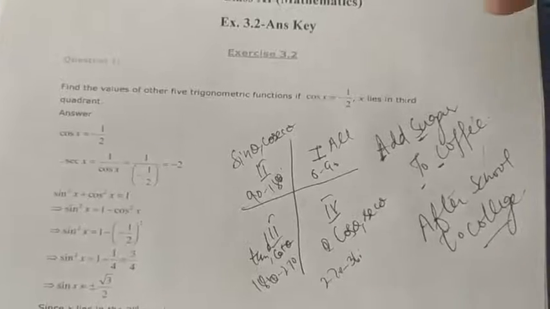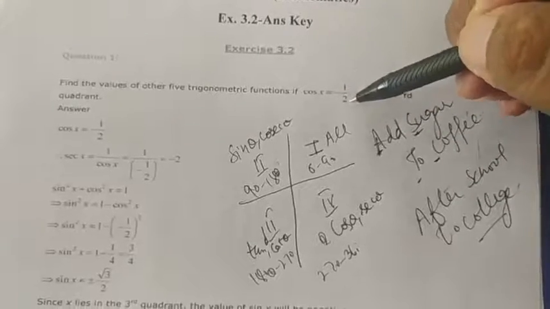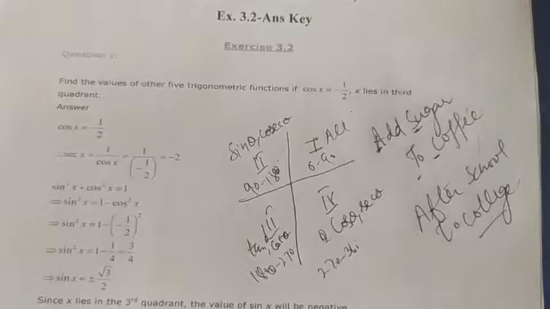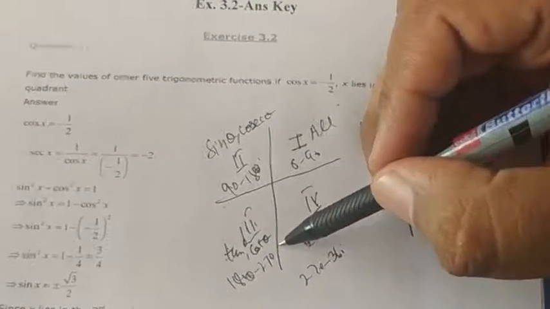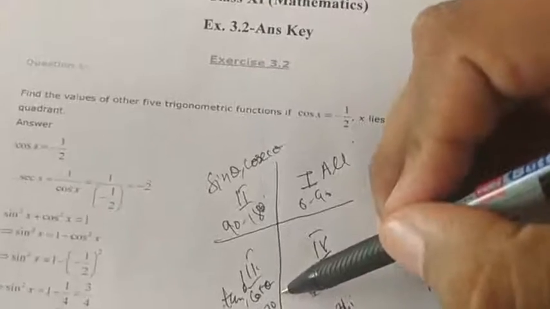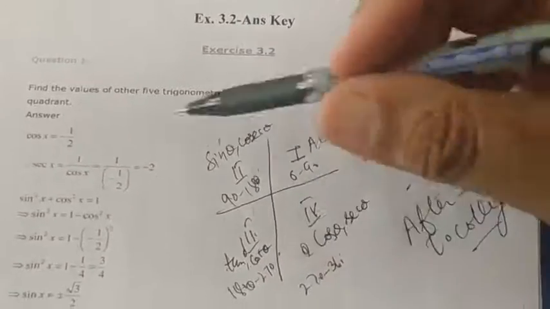I am explaining one question. Cos x is equal to minus 1 by 2 and x lies in the third quadrant. In the third quadrant, tan and cot are positive. You have to find the remaining trigonometric ratios. So first of all, with cos x, we will find secant x.